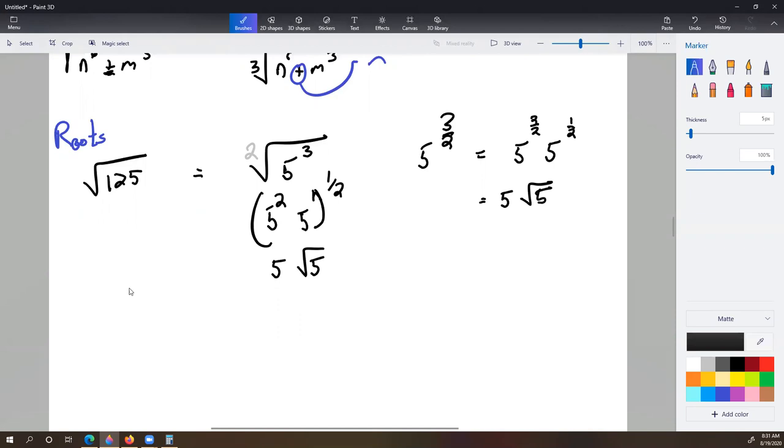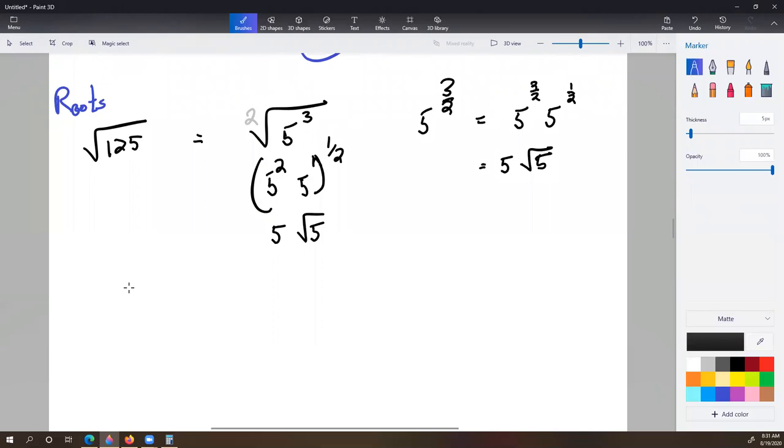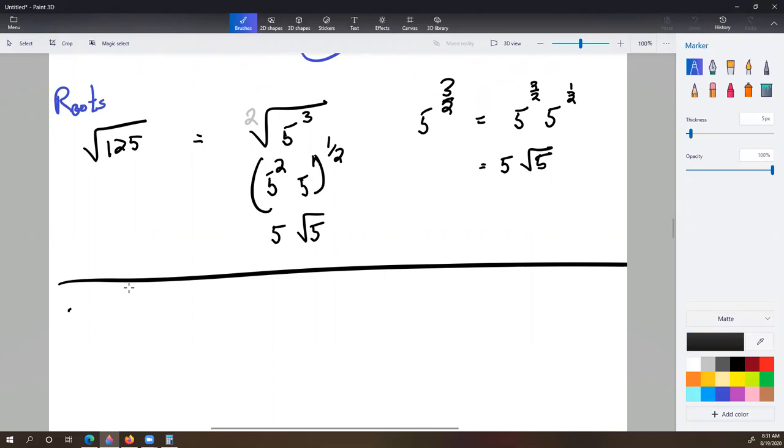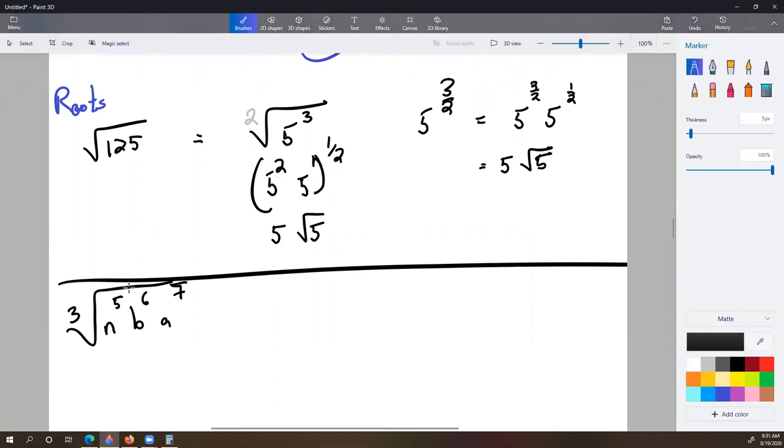Now, the other way to think about this, well, actually, before we get to that, we can do this with variables as well. It doesn't just have to be with numbers. This works just as well with variables. So if we have cube root, let's take n to the 5th, b to the 6th, a to the 7th. Few different ways to go about this. Let's go ahead and just do it the fraction way to start off.